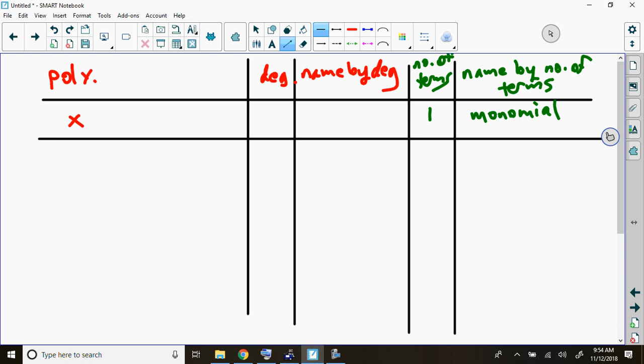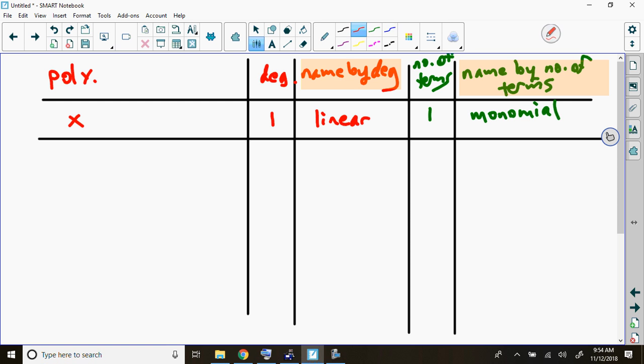Okay, so if there's just one term, we call it a monomial. This particular one happens to have a degree equal to how much? What's the degree here? The degree is 1. And if the polynomial has a degree of 1, we give it a name that starts with L: linear. We say it's linear. When you name polynomials, the common way to go about it is to name it by degree and then by number of terms. So we would call this a linear monomial. If we look at this polynomial x, we would say x is a linear monomial.